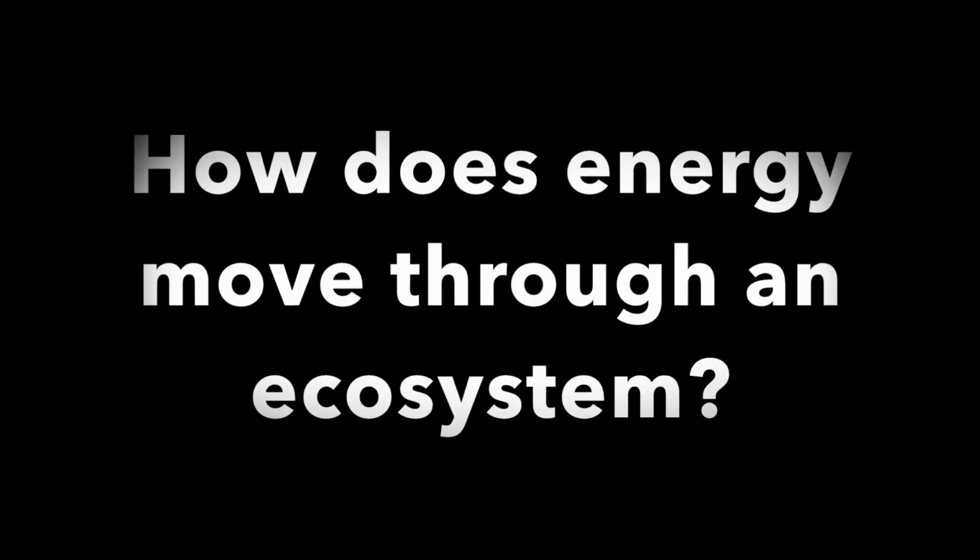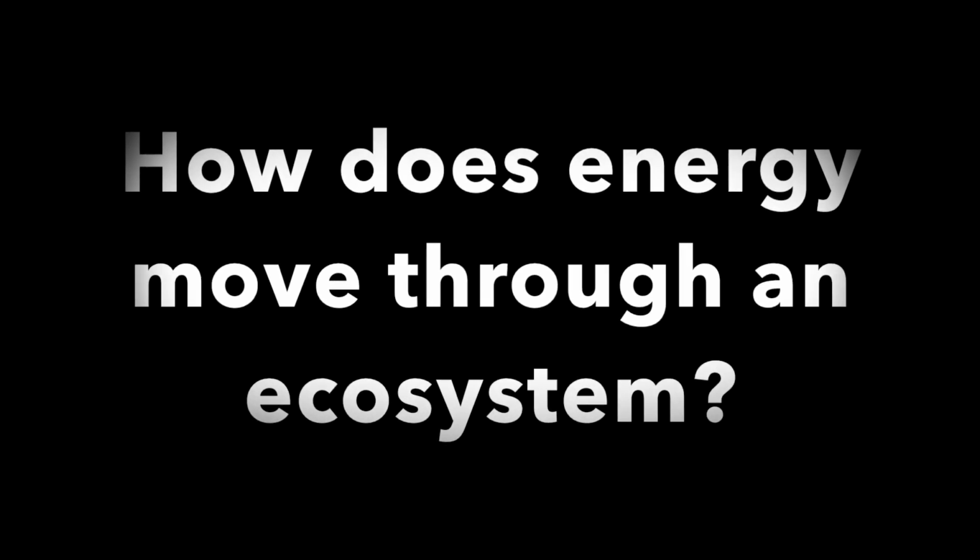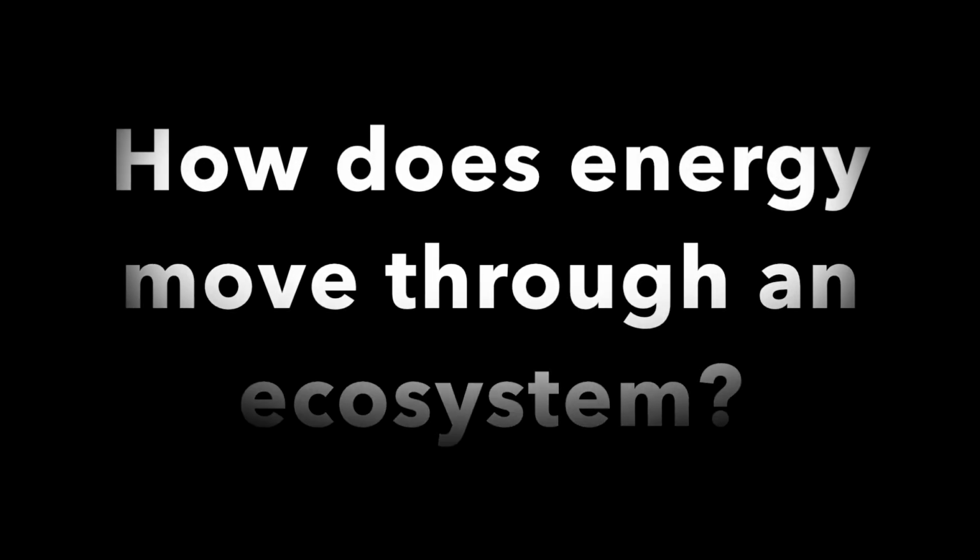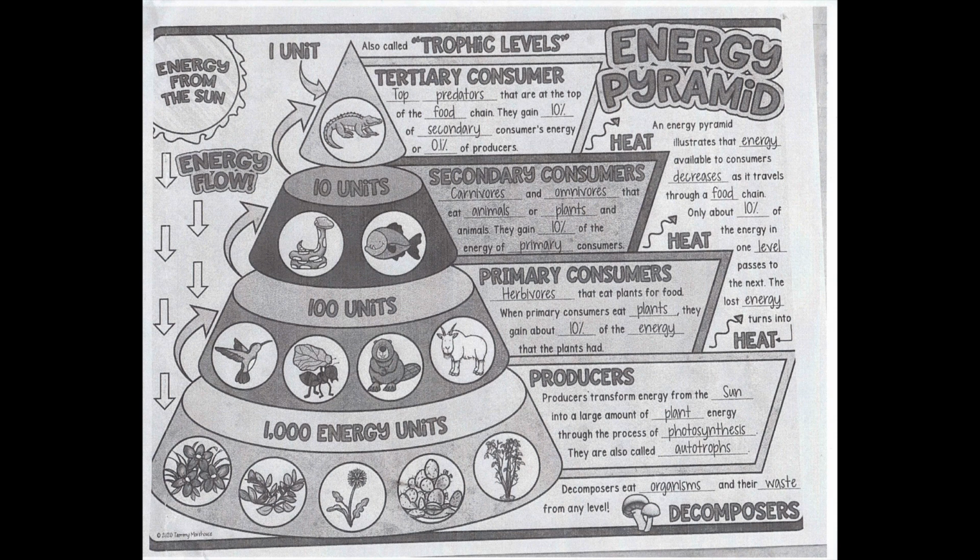How does energy move through an ecosystem? Let's talk about how energy flows or is transferred from one trophic level to another trophic level. So we talked about the energy pyramid. It looks like a pyramid.